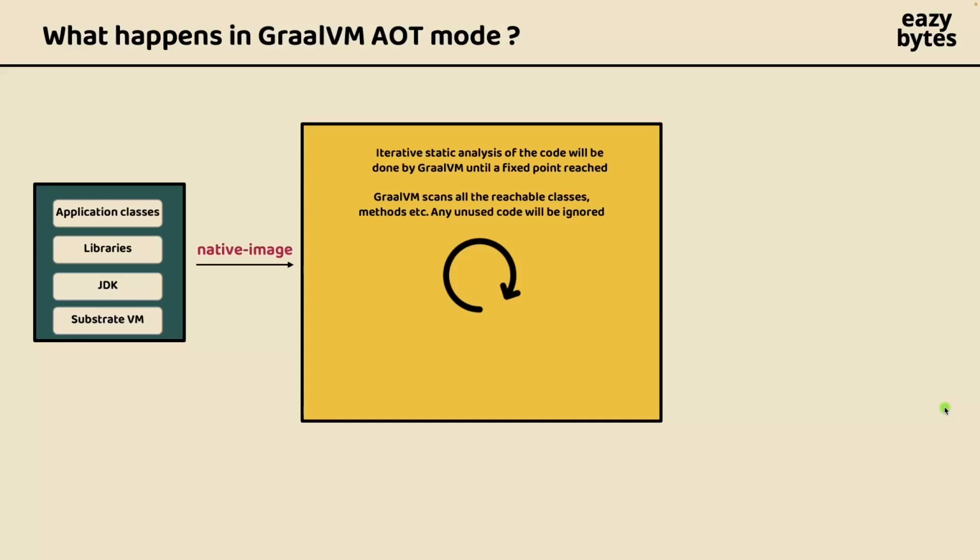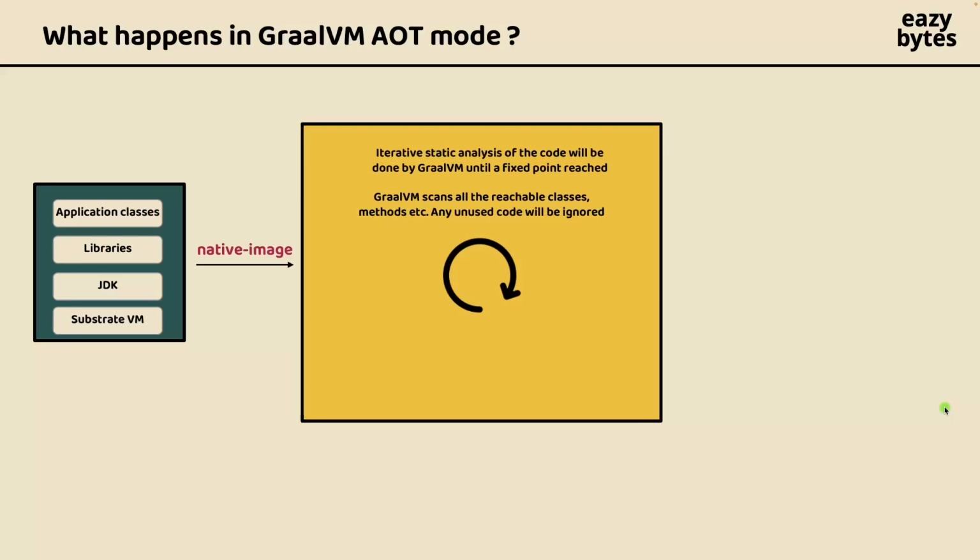What are the REST APIs inside? What are the beans? What are the components? What are the database configurations? What are the dependency libraries? What are the classes inside them? So all such static analysis will be done continuously multiple times till a valid fixed point is reached.